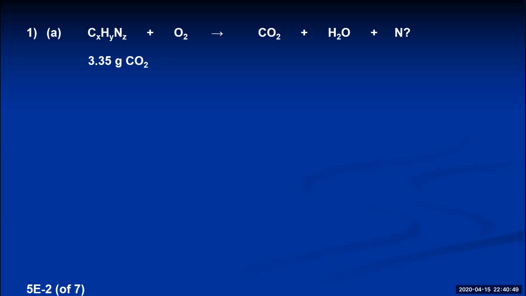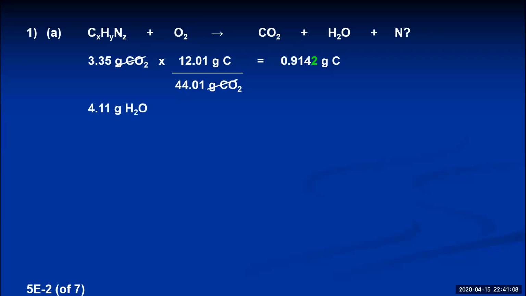Knowing that the molar mass of CO2 is 44.0 grams, and out of that, 12.01 grams of it is carbon, if I multiply the mass of CO2 by that fraction, 12/44, that's going to tell me how many grams of carbon are in the CO2, and therefore that's how much carbon is in the original unknown compound.